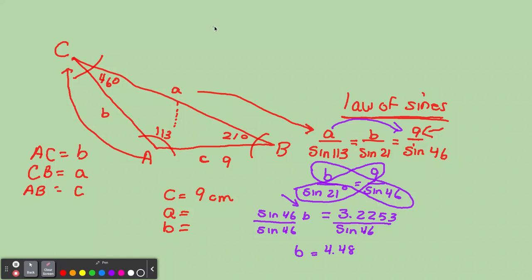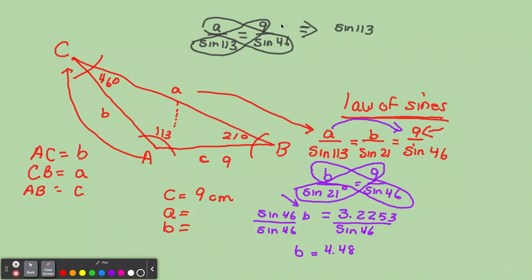So again, I'm going to say now a over sine 113, we want it to equal 9 over sine 46. And again, I didn't have to use 9 and sine 46. I could have used b and sine 21, because we figured out b already also. And it's the same procedure. We're going to cross multiply. Just cross multiply, make an algebraic equation, and you'll find it. So right here, we'll put a little arrow. We're going to have sine 113 times 9 equals sine 46a.